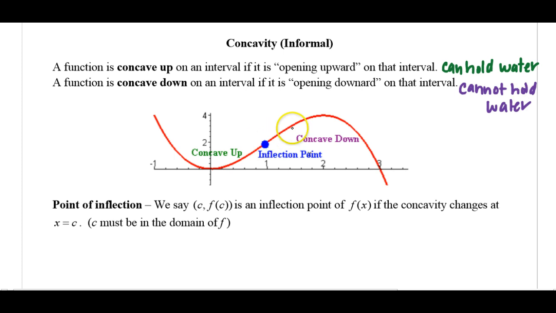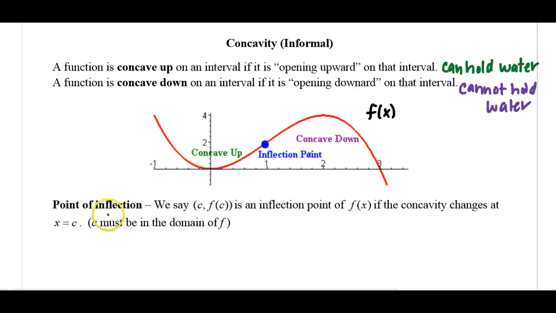So on the right side of this graph, from 1 to a little past 3 here, I have a graph that's opening downward. It cannot hold water. It looks like an upside down bowl. So this portion of the graph is considered concave down. So that's a general informal way of thinking about concavity on the graph of f of x. So this would be the original function f of x.